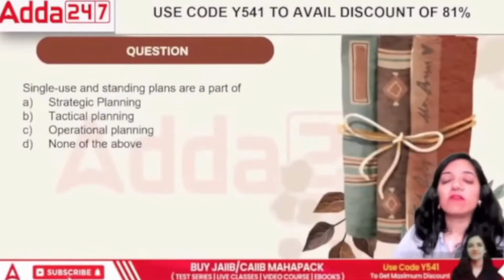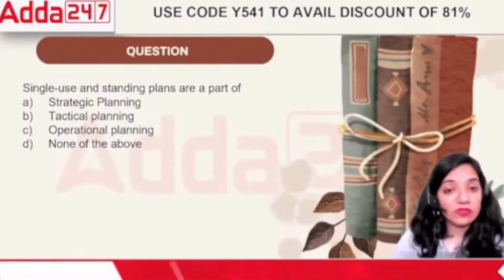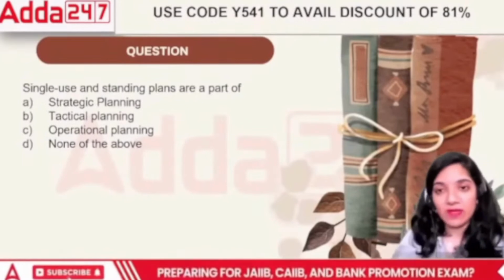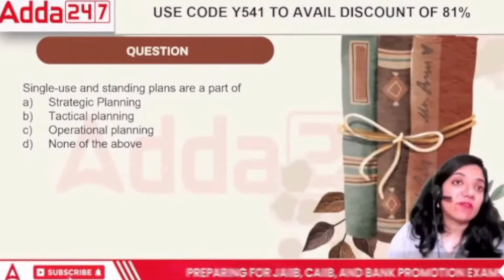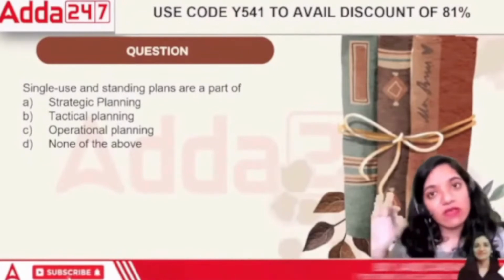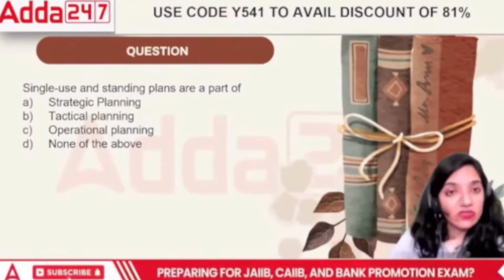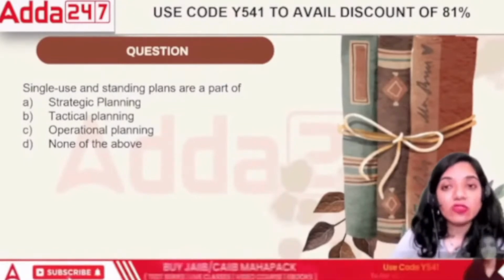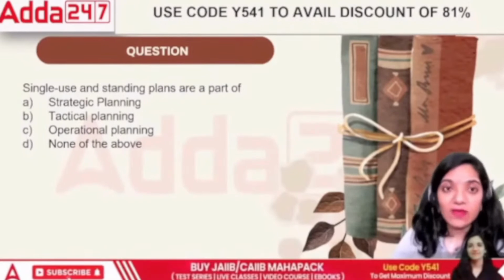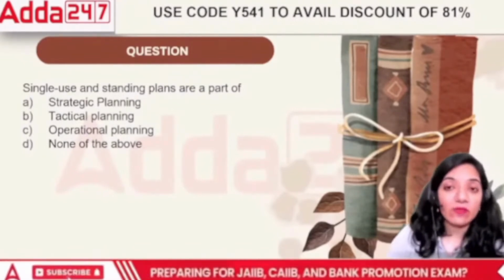There are different kinds of plans. Single-use plans are those plans which can be used only at one particular situation, and after that we are done with that plan. For example, launching of a new product. The moment I launch that product, the launching event is over. Then I'll start with the next level of working there. So we can have single-use or a standing plan, strategic planning, tactical planning, operational planning, or none of the above.